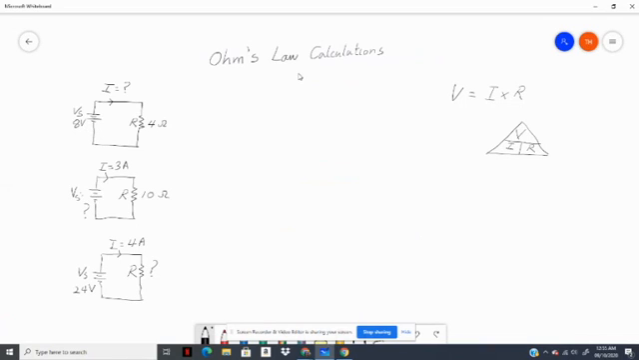I will now demonstrate Ohm's law by doing three calculations. One to find the current, one to find the voltage, and one to find the resistance. So in the first circuit, the current is unknown. The second circuit, the voltage is unknown. And in the third circuit, the resistance is unknown. So let's start.